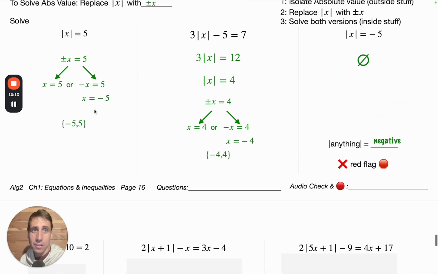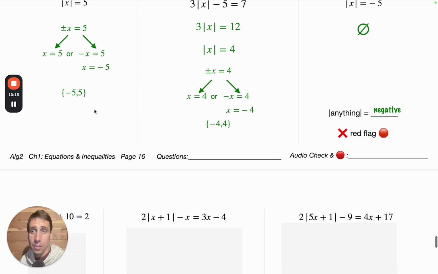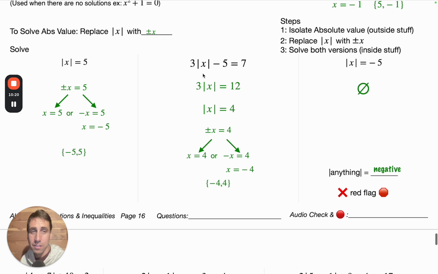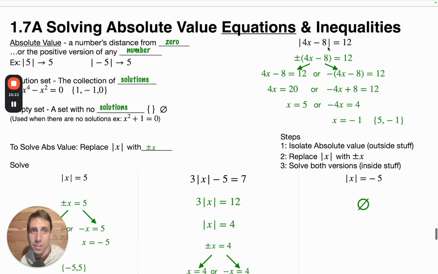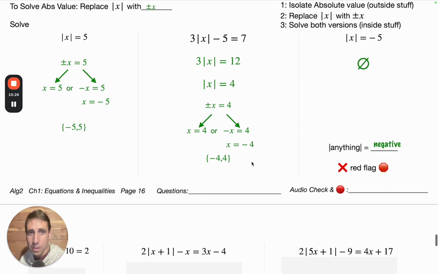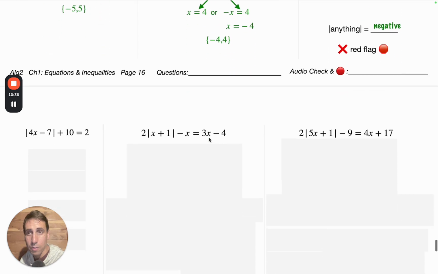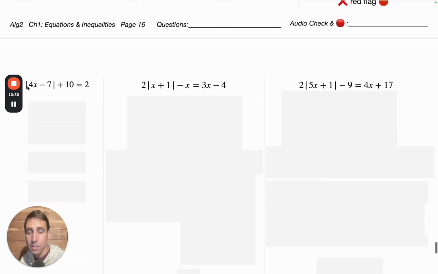All right, so here, in this problem, we saw operations on the outside, and on this problem, we saw operations on the inside. We have to do this in a very careful order. We have to first isolate the absolute value stuff. Take care of the outside operations, take care of the absolute value, take care of the inside. We're working order of operations backwards.